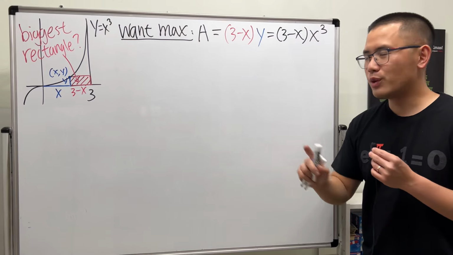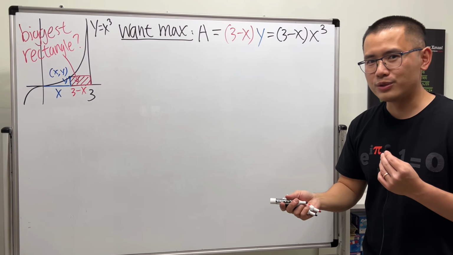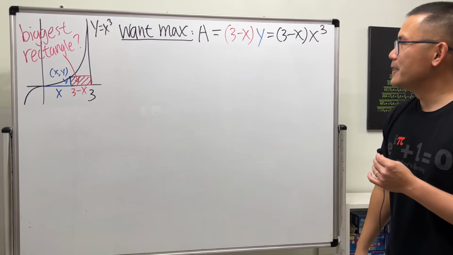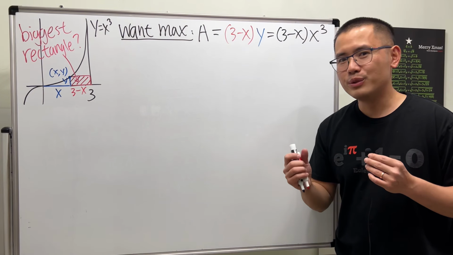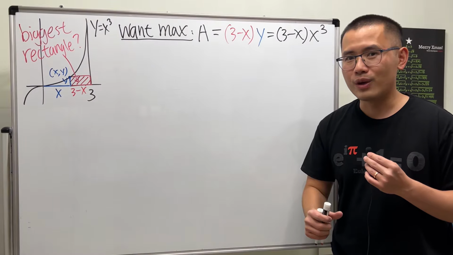And I know many of you would like to just distribute the x to the third power and then take the derivative and then set it equal to 0. But the rule for today is no calculus. So how can we do this? Well, in fact, we have used a similar method before. That's called the AM-GM inequality.